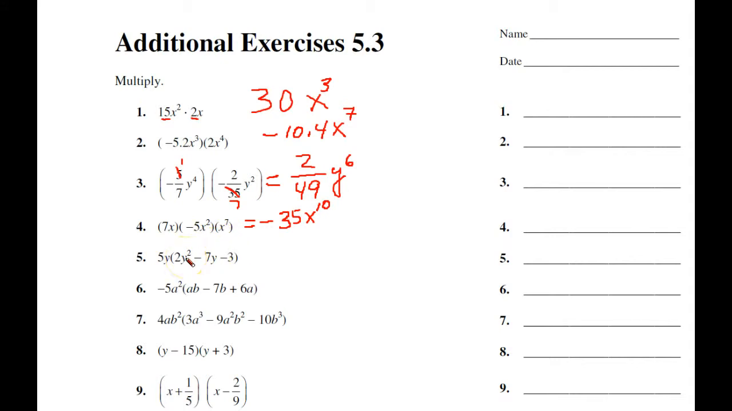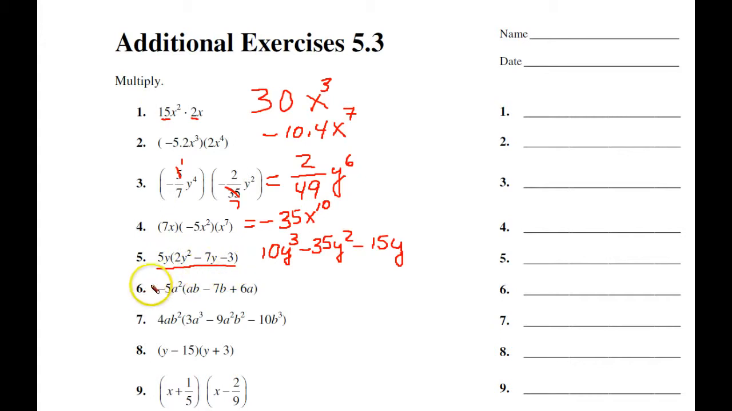Now here we're multiplying a monomial by a trinomial, so we're going to use the distributive principle. So let's see, this is going to be 10 y to the third minus 35 y to the second minus 15 y. Now an interesting thing, in later chapters and in the next course, you're going to be taking this trinomial and factoring out the greatest common factor, which is 5y, and you end up with this.